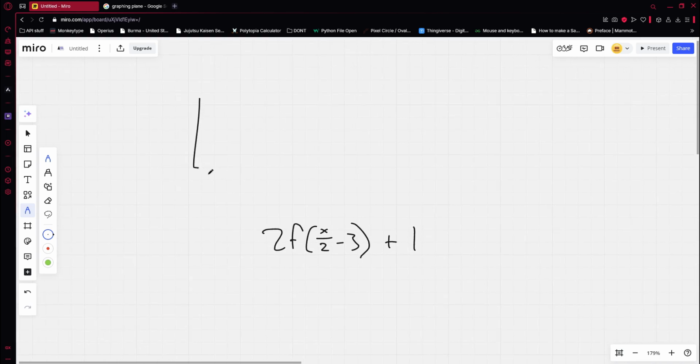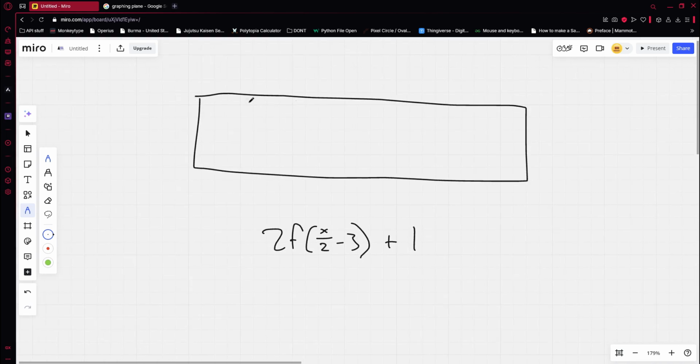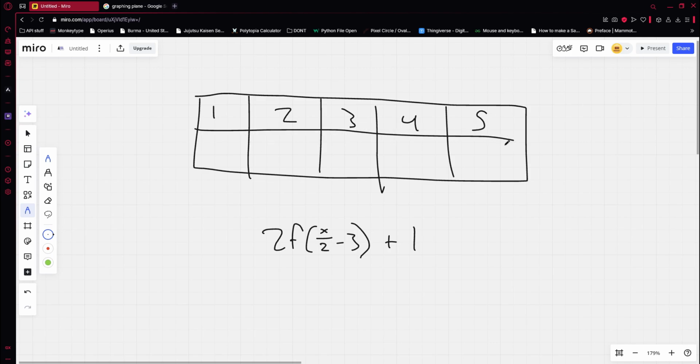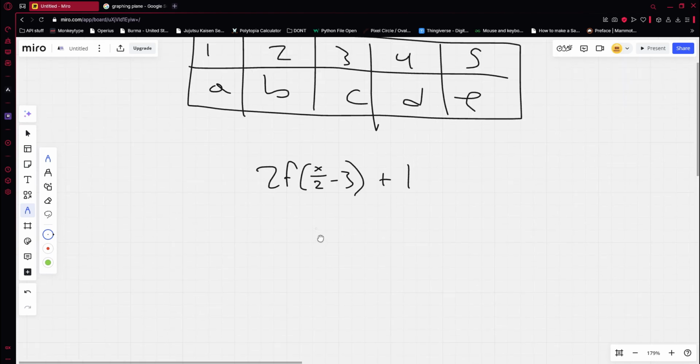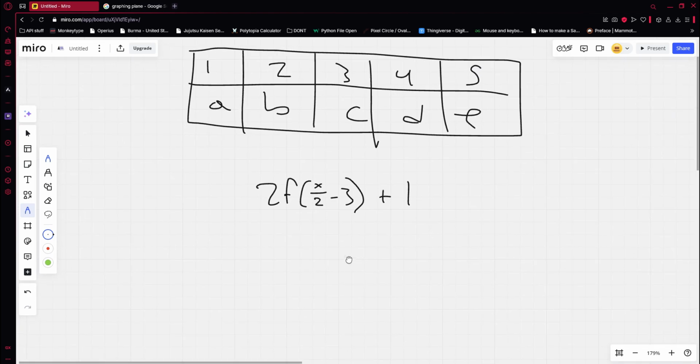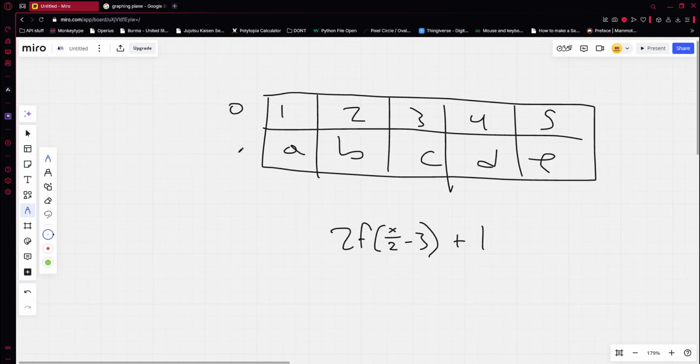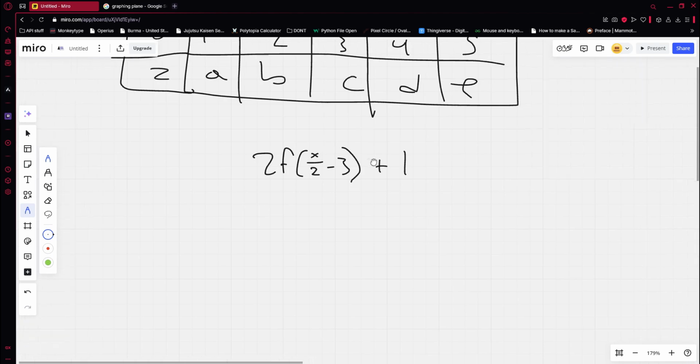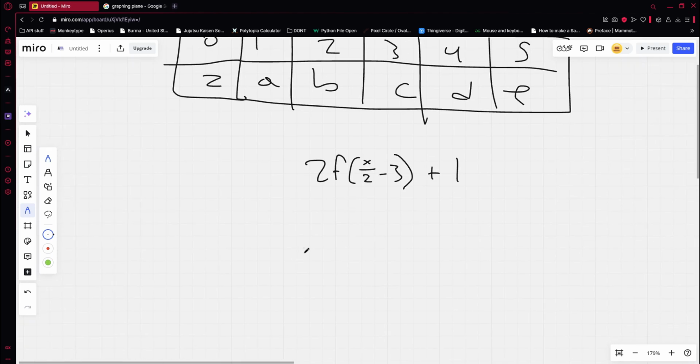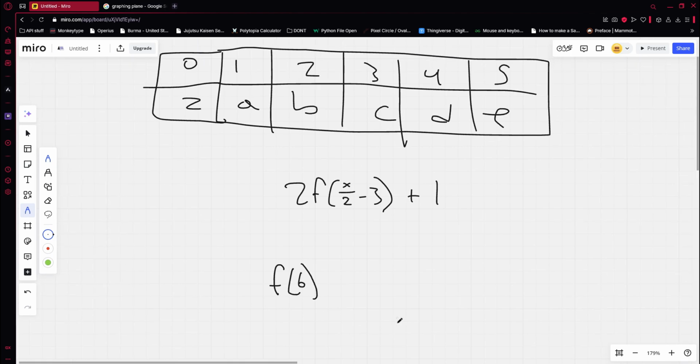And we have our different values. So let's say 1, 2, 3, 4, 5, and then A, B, C, D. I'll add a 0 for good measure. So if we are given and told, okay, what is f of 6? What's f of 6, right?